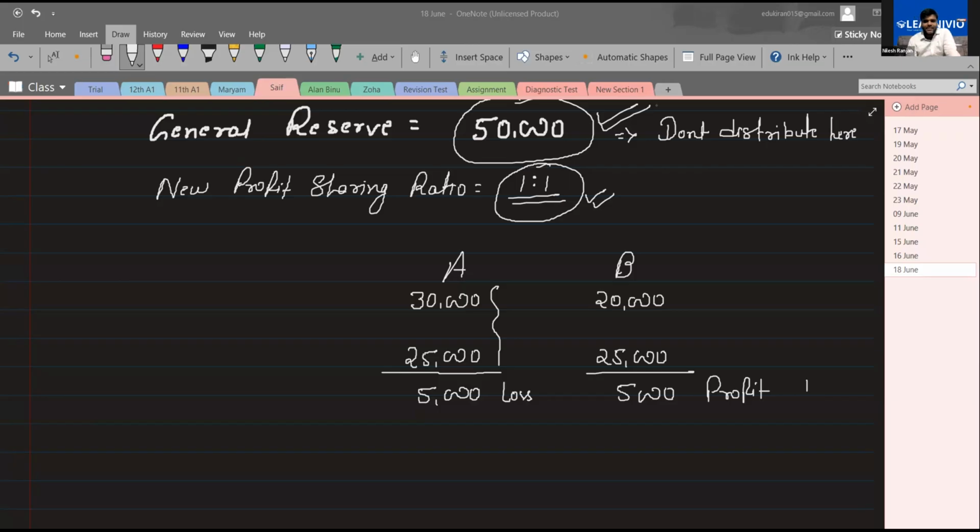Okay, so this is A, B, 30,000, 20,000, 25,000, 25,000. So this is the reason why we want to distribute our profit and loss.